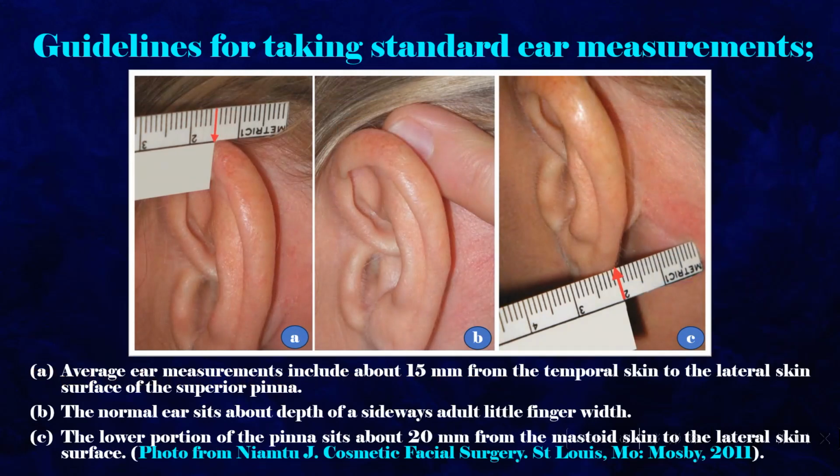Average ear measurements include about 15 mm from the temporal skin to the lateral skin surface of the superior pinna. The normal ear sits about the depth of a sideways adult little finger width. The lower portion of the pinna sits about 20 mm from the mastoid skin to the lateral skin surface.